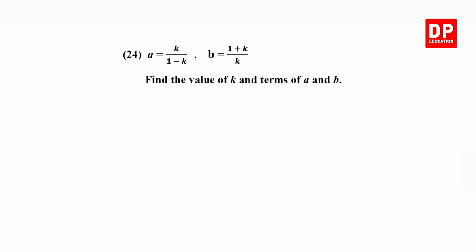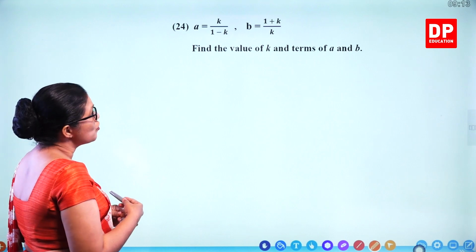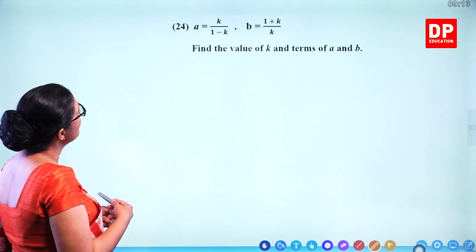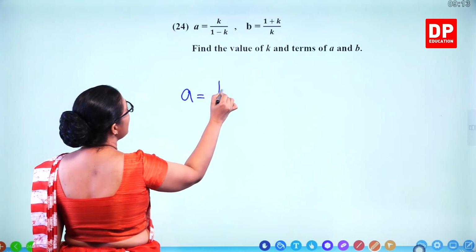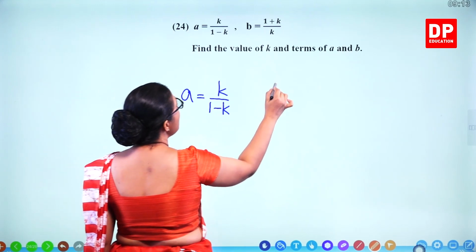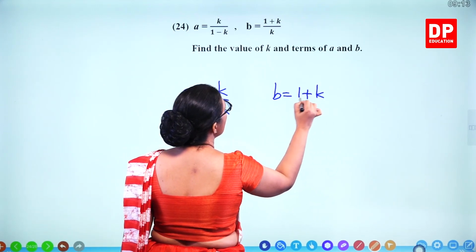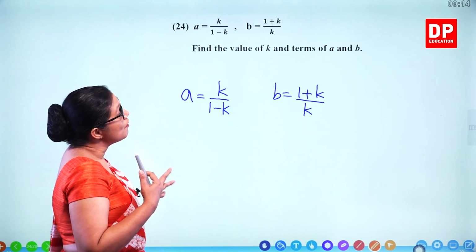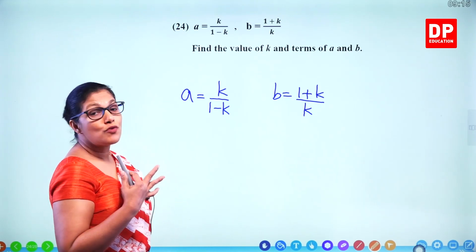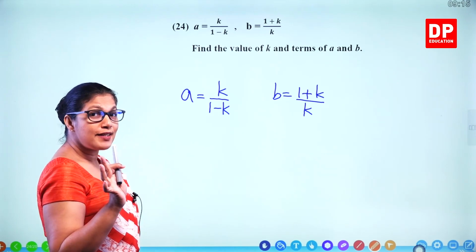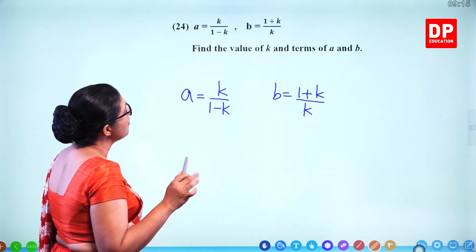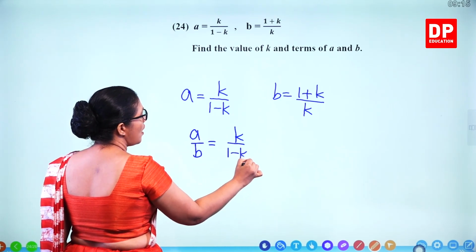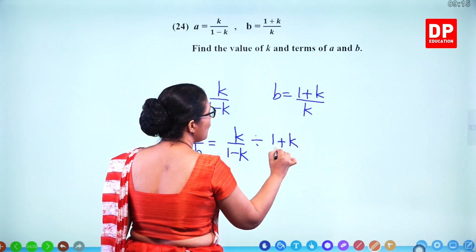Question number 24. Find the value of k in terms of a and b. How do you find out that? A equals k over 1 minus k. B equals 1 plus k over k. Now we need to find out the value of k in terms of a and b. So we'll use the ratio method that I taught you before. So we'll take the ratio a over b. A over b is k, this one, divide by b, 1 plus k over k.